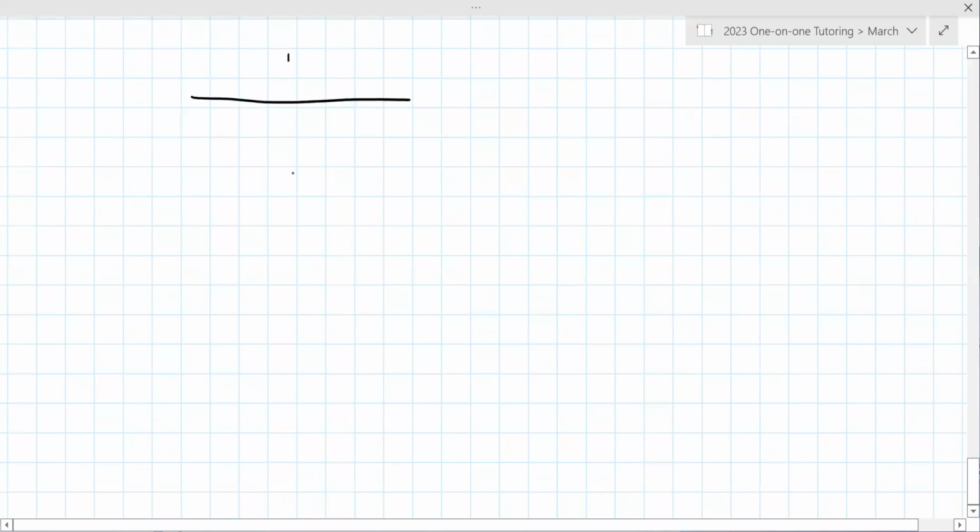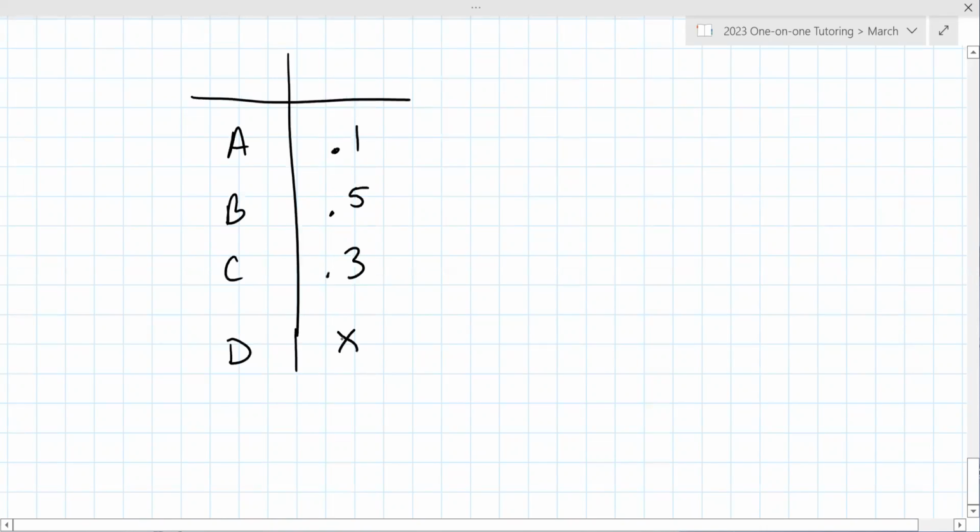All right, let's say there are events A, B, C, and D. Let's say A is 0.1, B is 0.5, and C is 0.3. Can you tell me the value of D, please? The missing value there. 0.1. Very good. All right, what is the probability of A or B? Yes, or means one or the other is true. So A is 0.1, B is 0.5. Oh, 0.6. 0.1 plus 0.5, which is 0.6.